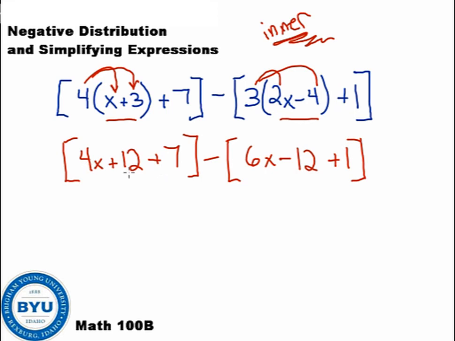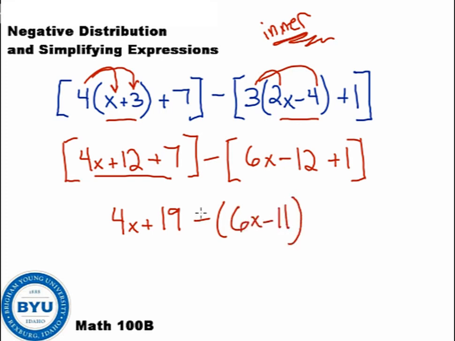I'm going to go ahead and combine the like terms here. 12 plus 7 is 19. So I have 4x plus 19. And then I'm going to minus what's left here, which would be 6x minus 11. Now remember, it's minus all of this. So we do need to remember that this minus distributes into both of the values inside the parentheses here.